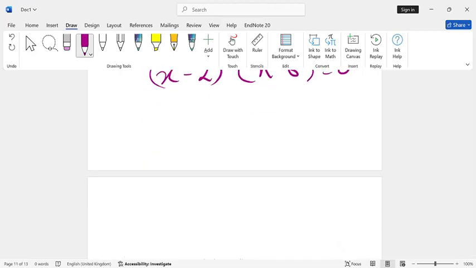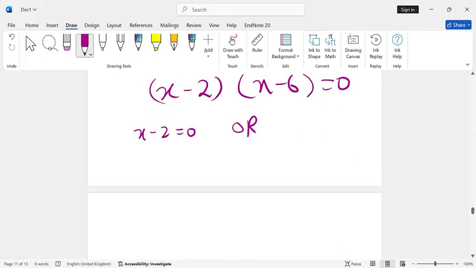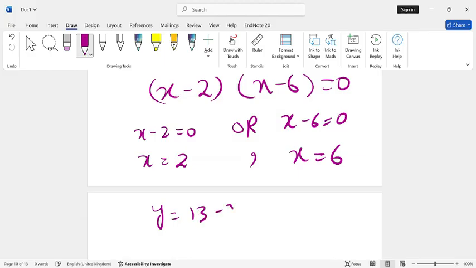So I'm taking x minus 2 equals 0, or we have x minus 6 equals 0, all right? So x equals 2, and x equals 6. Now you have two values of x. Now we have to put the value of x in equation 2 to get the values of y. So what is equation 2 we have? We have equation 2, which is y equals 13 minus x, okay?